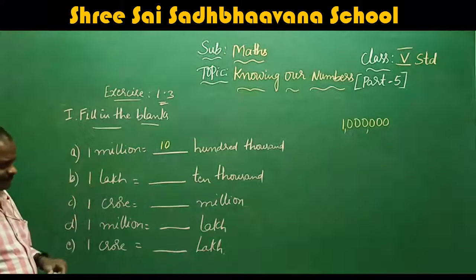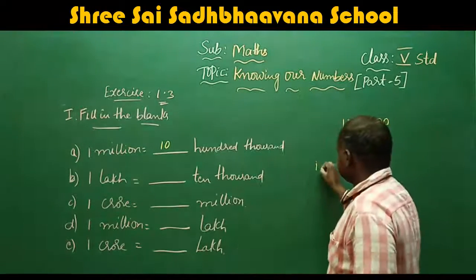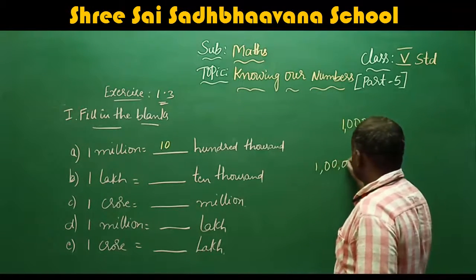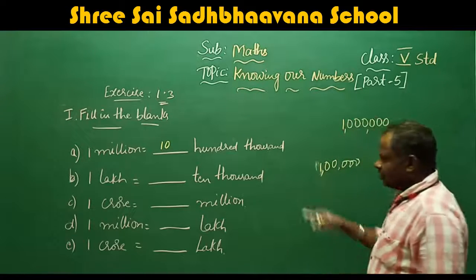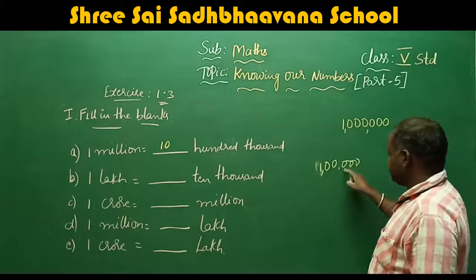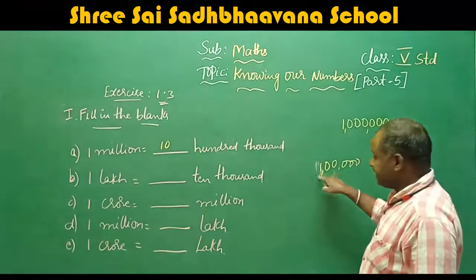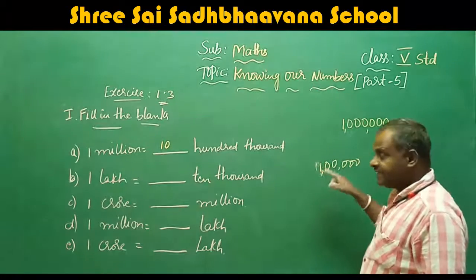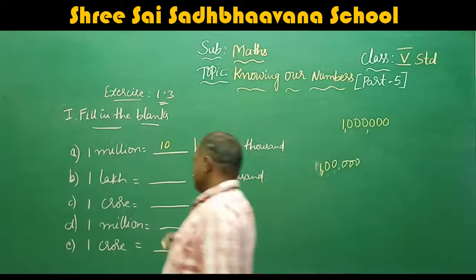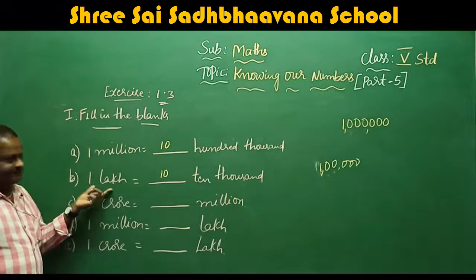Now come to 1 lakh. How many 10,000s? Just write down 1 lakh. Unit, 10, 100, 1,000, 10,000, lakh. After 10,000 comes 1 lakh, so 10 10,000s are there in 1 lakh.